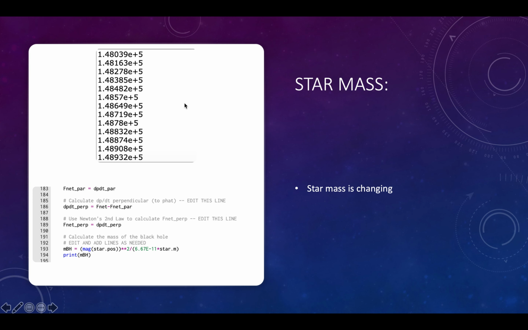I was able to calculate the mass of the black hole from the code and found that it was about 1.5 times 10 to the 5th kilograms.